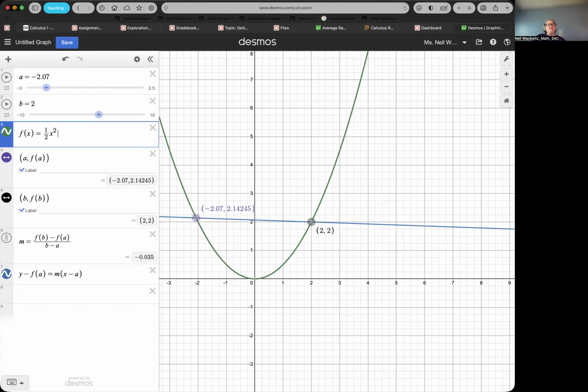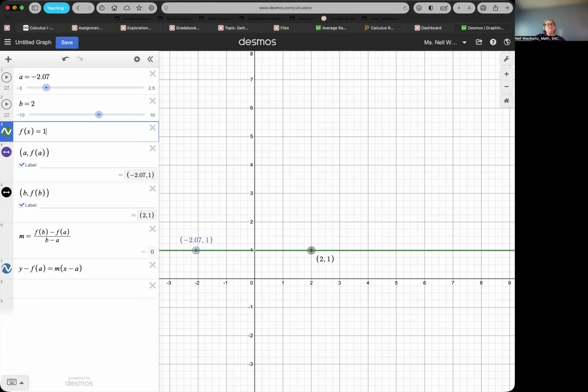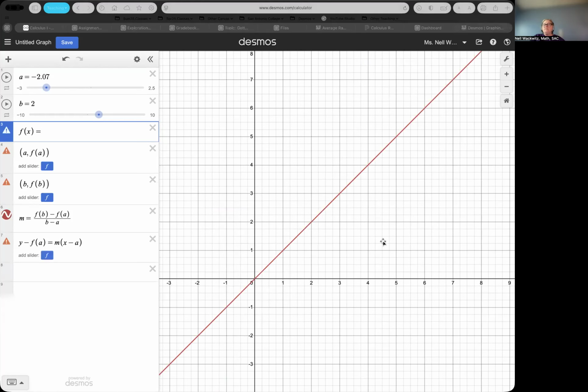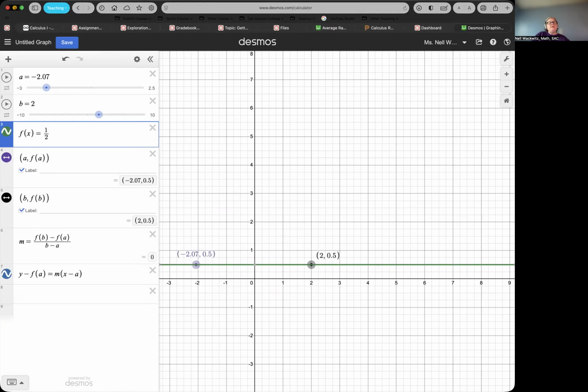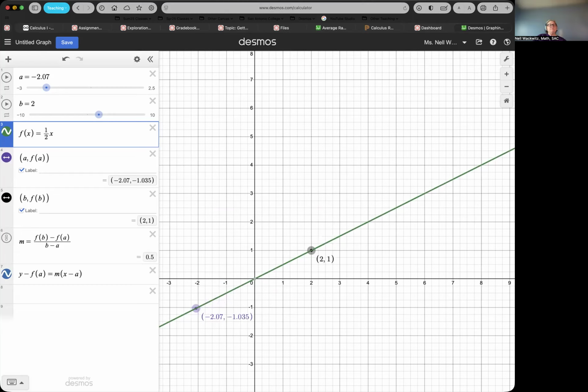And now let's look at a different function. Let's look at ½ x. And I know you all know mx plus b is a straight line. And here it's 1/2 times x plus 0. So the y-intercept is 0, 0. And the slope is 1/2, up 1 over 2. So yes, up 1 over 2, that works.